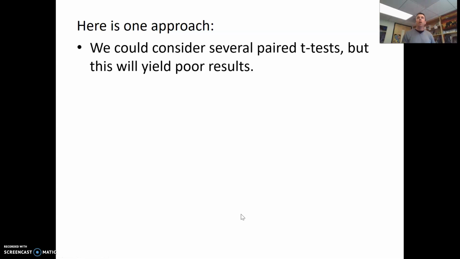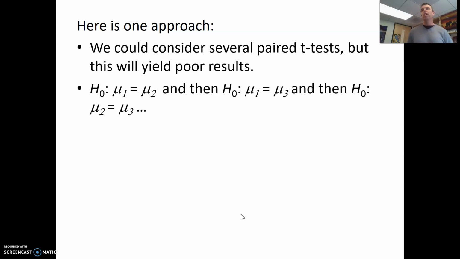So how do you approach that? Well, you could do this with several paired t-tests. However, this is going to yield poor results. In other words, let's say you had 3 groups, group A, B, and C. You can do a t-test A to B. You can do a t-test A to C, and you can do a t-test B to C, right? But that is not actually using all the data at once. So that's what this is showing here.